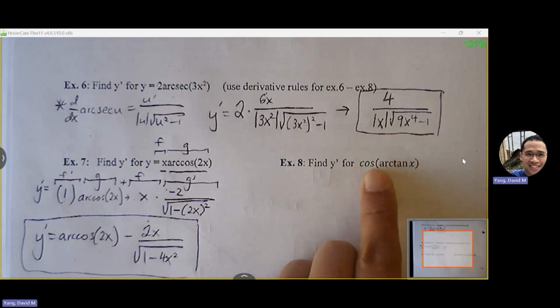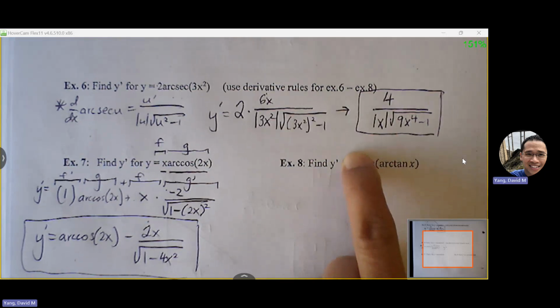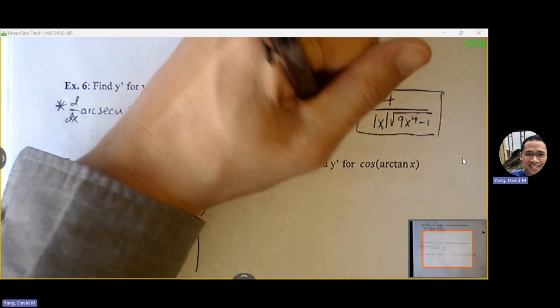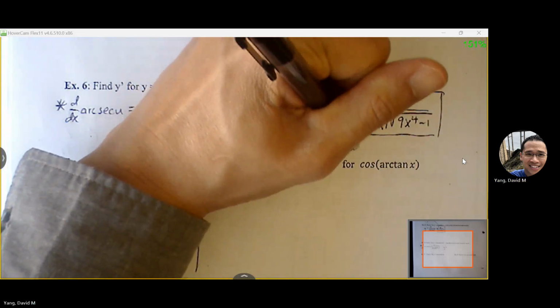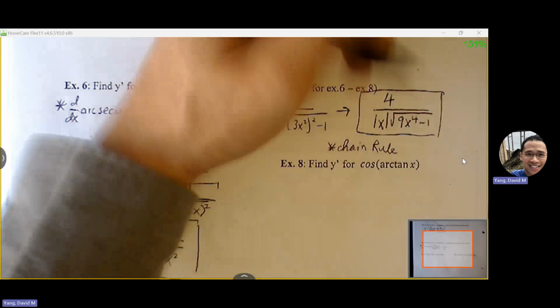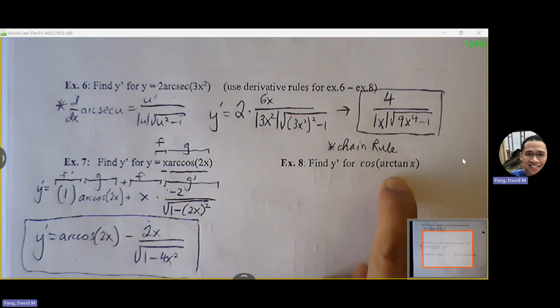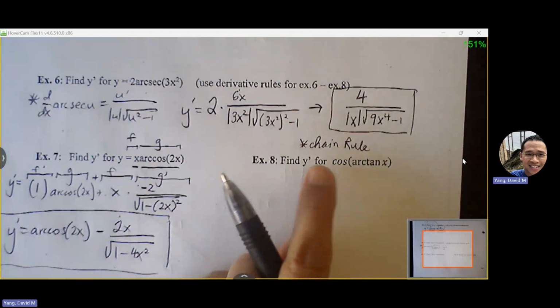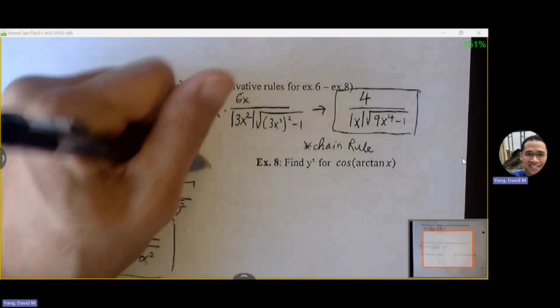Example 8. Find y prime for cosine of arc tangent of x. What do you think we have to go through here to find the derivative? It's a function within a function, so what rule can we use? Chain rule, right? Okay, so we can take care of cosine's derivative first. And once we're done with cosine's derivative, we can go inside and deal with arctangent's derivative and let that take its course. So cosine's derivative, y prime.